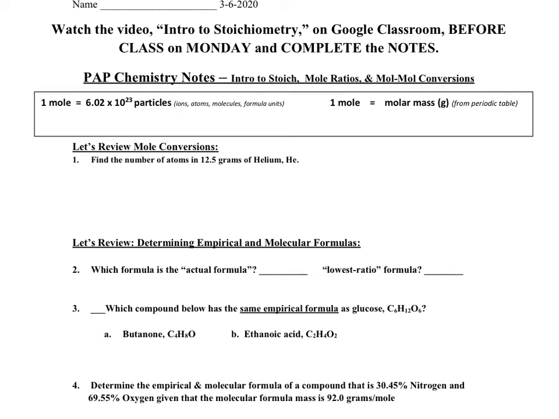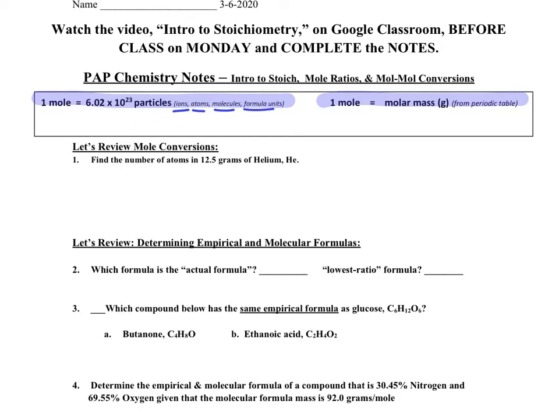Okay, so the first thing we're going to do, first of all, I want to identify our ratios. We cannot forget our conversion factors. Here, that 1 mole is equal to 6.02 times 10 to the 23rd ions, atoms, molecules, or formula units. Any of those terms is equal to 1 mole. The next conversion factor is that 1 mole is equal to the molar mass of that substance in grams, and we find those values on the periodic table. So let's review here.